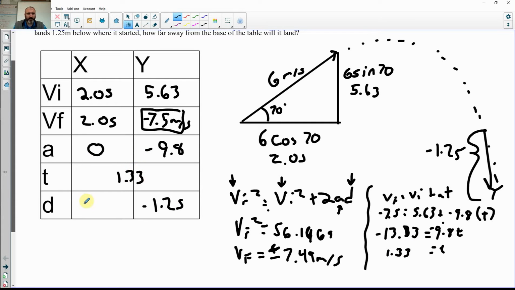So 1.33 seconds. And now for the displacement in the x, I can do v equals d over t, because now I'm dealing with the x stuff. So 2.05 equals d over 1.33. So times 2.05, we're going to be dealing with about 2.74 meters away, give or take, given rounding. Okay, so I hope that helped.